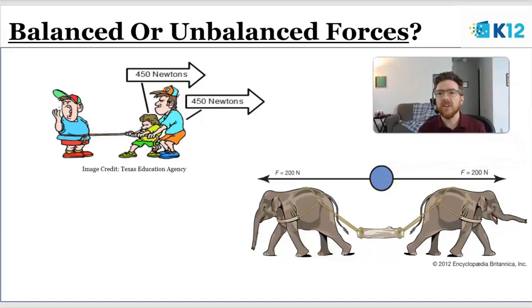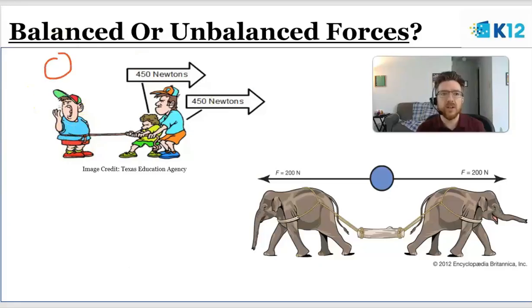All right, so let's look at a few other examples here. Pause the video for a moment and study and determine whether each of these examples are balanced or unbalanced forces.